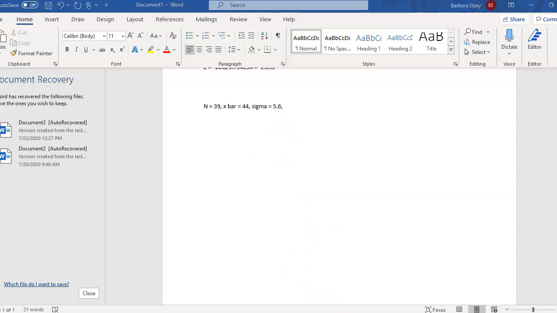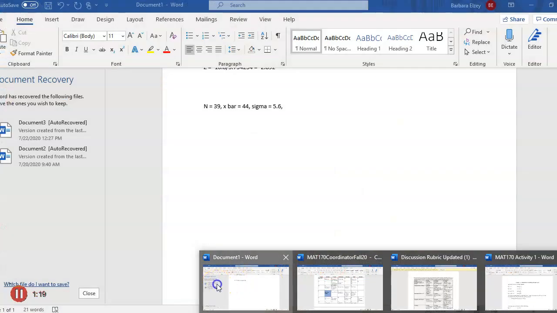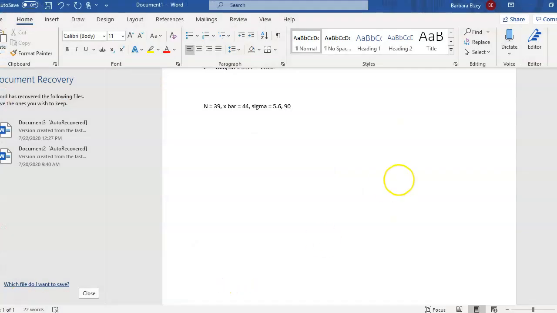And then we want to find a 90% confidence interval. All right, so 90% confidence. Okay, so let's start with that confidence level. We want to take 1 minus 90% as a decimal, which is 0.9, and that gives us 0.10. And for confidence intervals, we always divide that 0.10 by 2. It's going to give us 0.05.